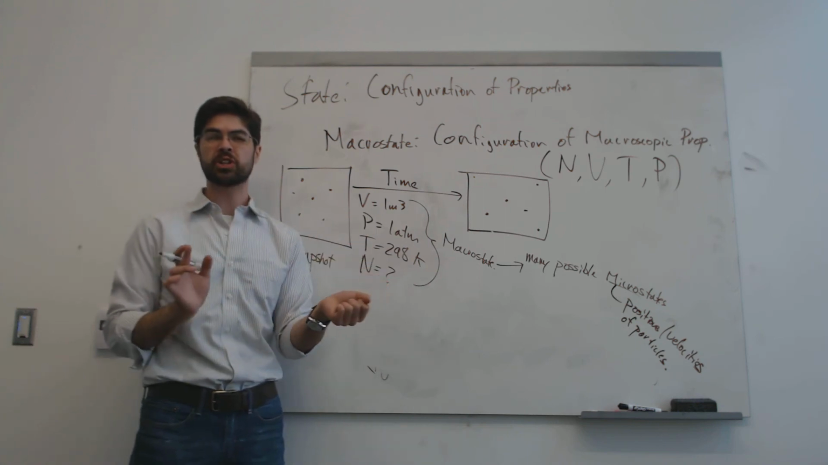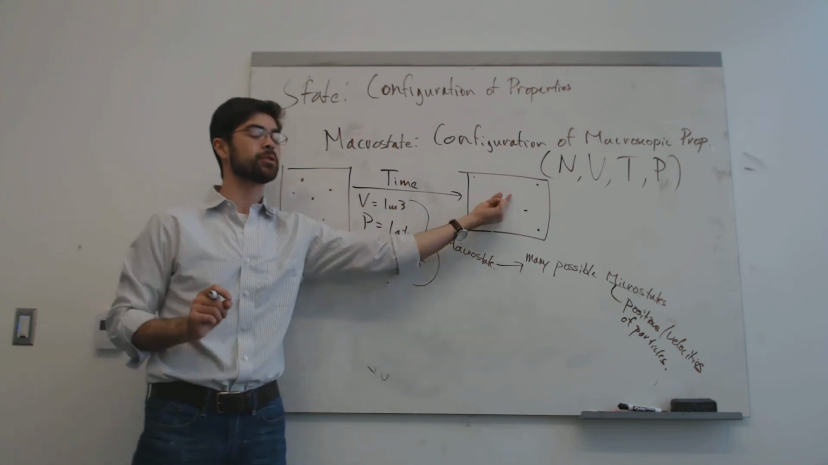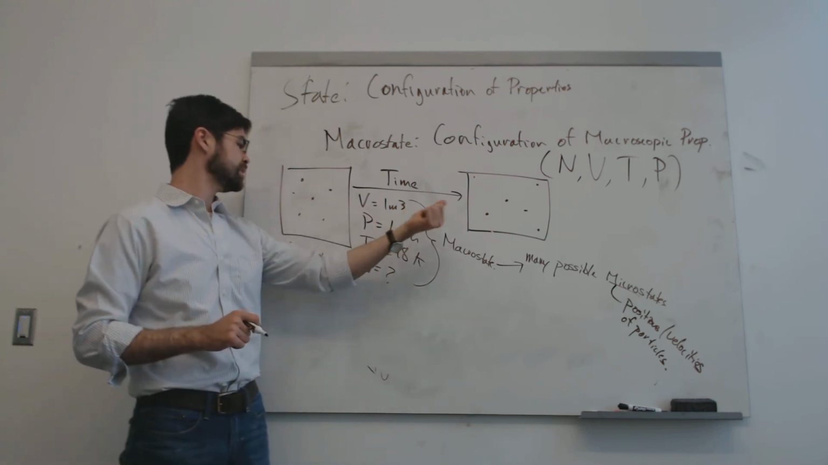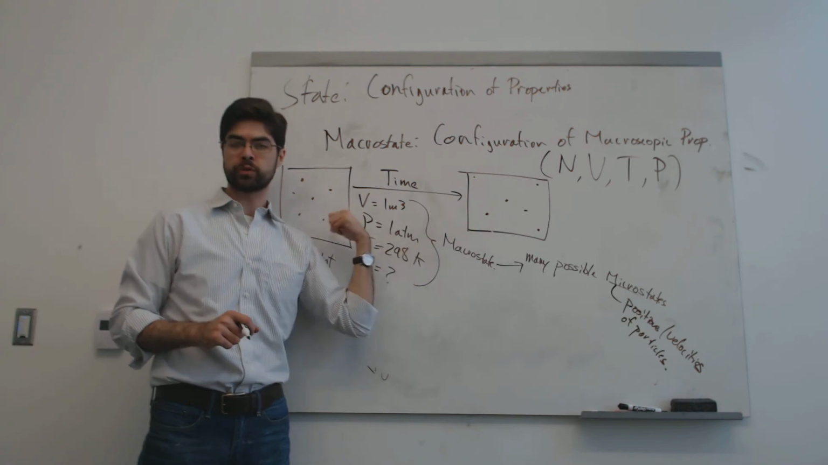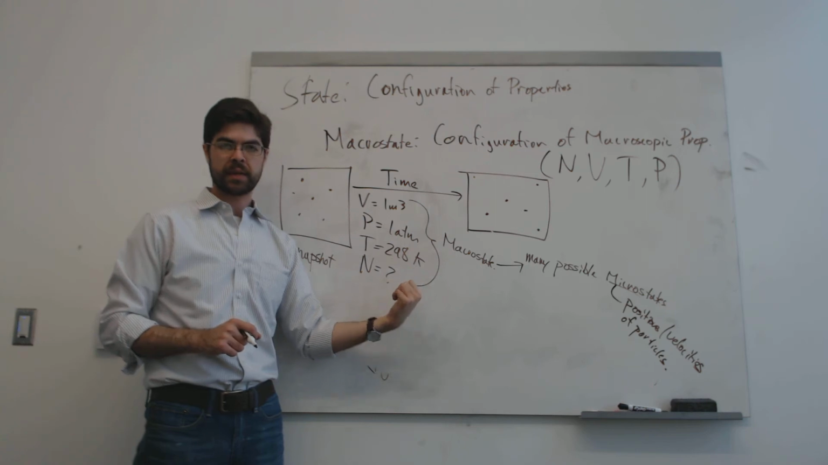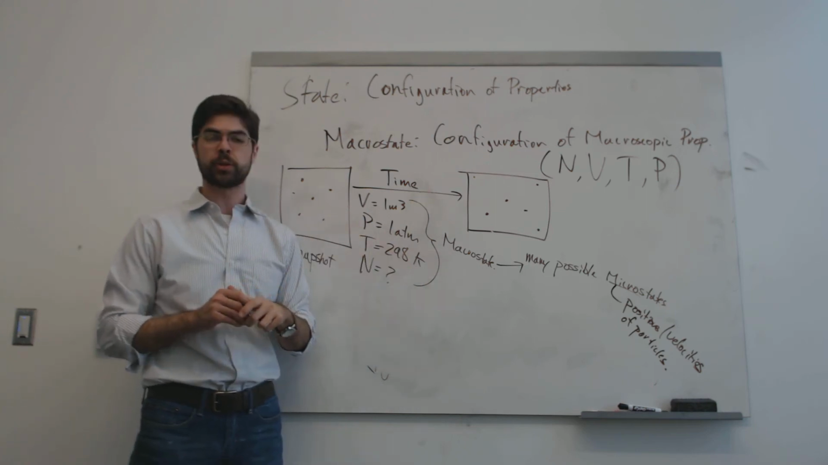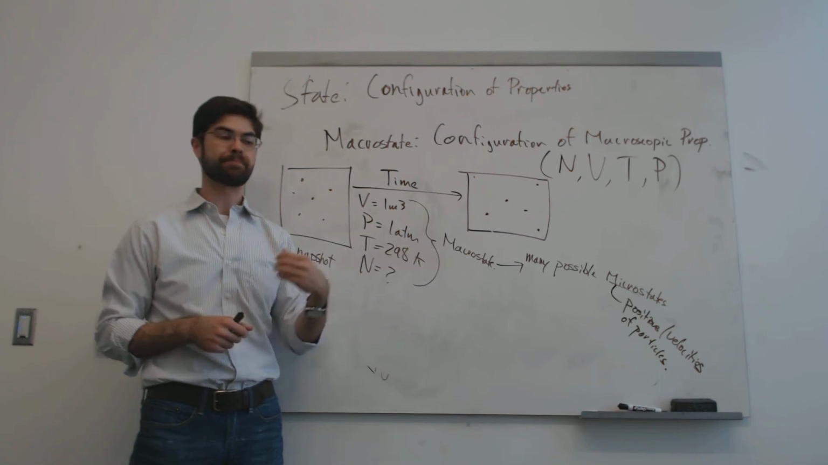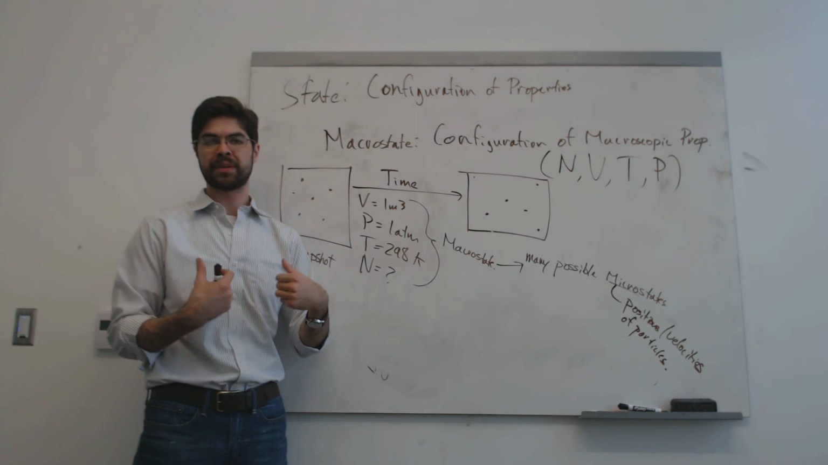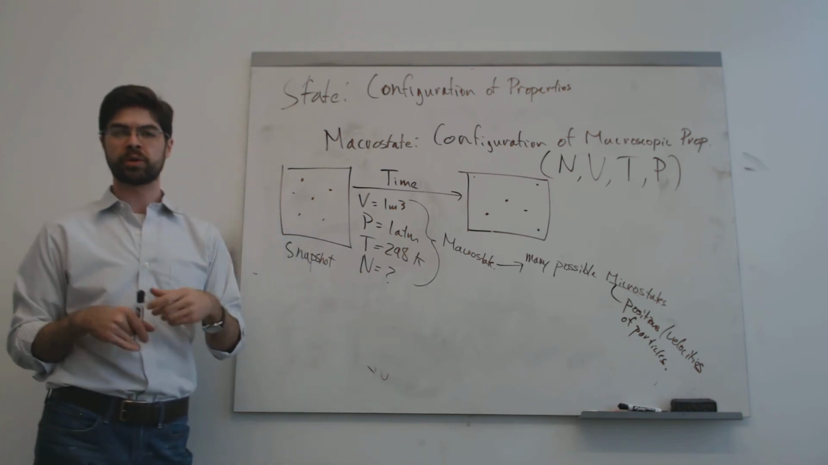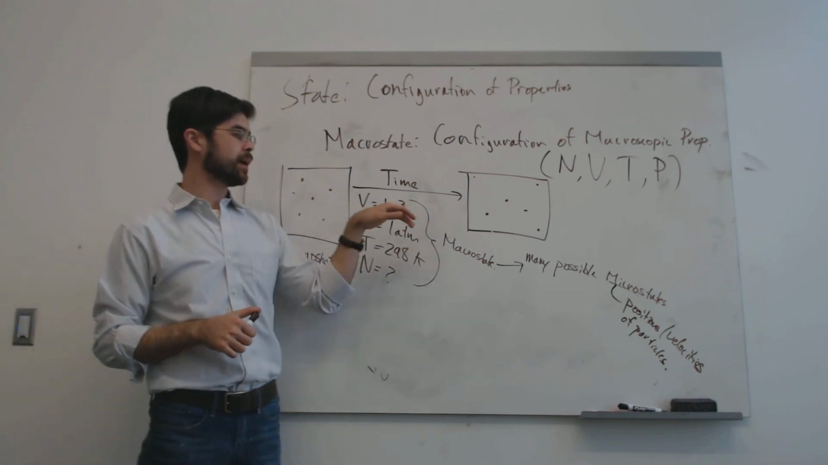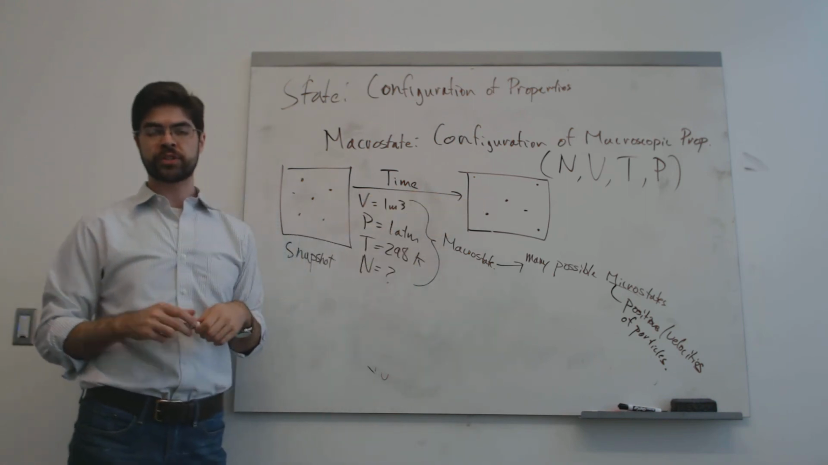And maybe they've collided with each other and transferred some kinetic energy between each other, so their velocities are slightly different. So these are two microstates which are both in the same macrostate. They both have the same volume, temperature, pressure, and number of particles, but they have different positions for the particles, and the particles have different kinetic energies. They might have just redistributed their energies.